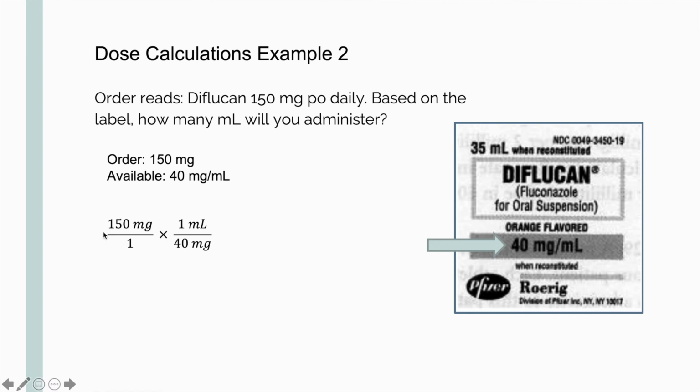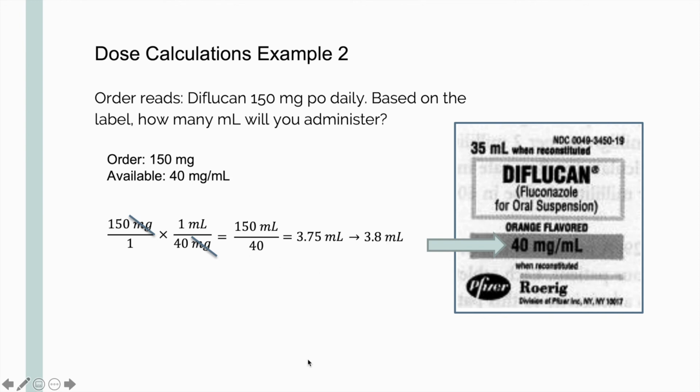Again, start with our order, 150 milligrams over 1, multiplied by what's available. And again, we'll have to flip it because we want our milligrams to cancel out with our milligrams, and we have 1 milliliter on the top. So we cancel out our milligrams and multiply straight across. 150 times 1 gives us 150 mL. 1 times 40 gives us 40. And then if we divide 150 by 40, we get 3.75 milliliters.